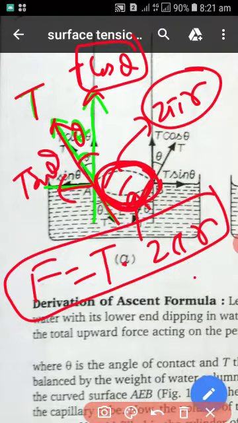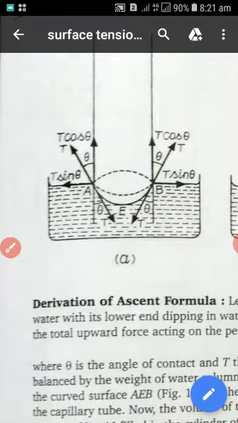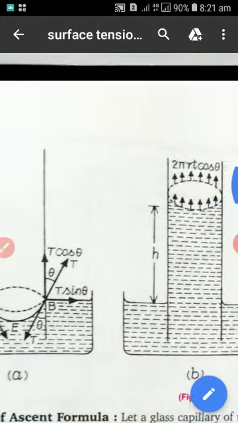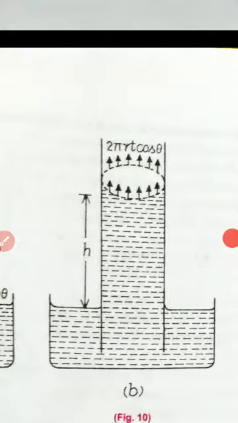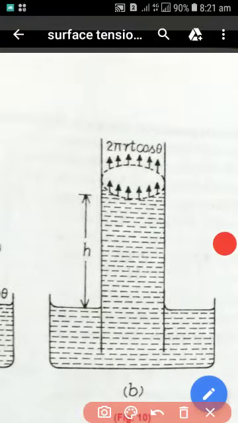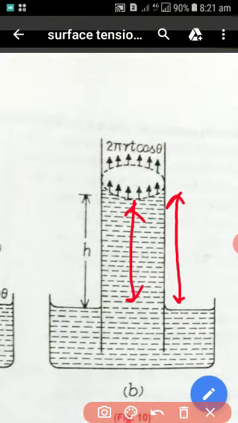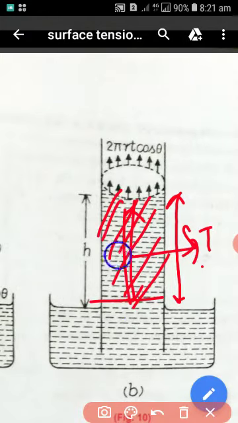I think you couldn't understand. See again, now I'm drawing. Suppose this is a capillary tube and water rises up in this way. Now this tube is carrying a water column, that much liquid it is carrying with the help of what? Surface tension. Understood? Due to surface tension it is carrying that much water.